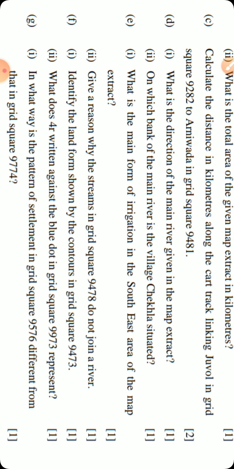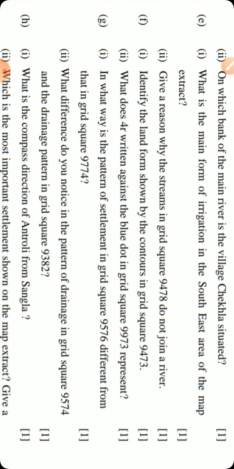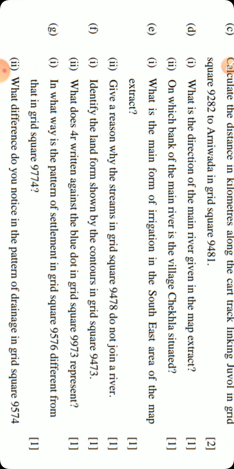Then we have, on which bank of the main river is the village Chekla situated? We have E question here, what is the main form of irrigation in the southeast area of the map extract? Then give a reason why the streams in grid square 9478 do not join a river. F question, identify the landform shown by the contours in grid square 9473. What does 4R written against the blue dot in grid square 9973 represent?